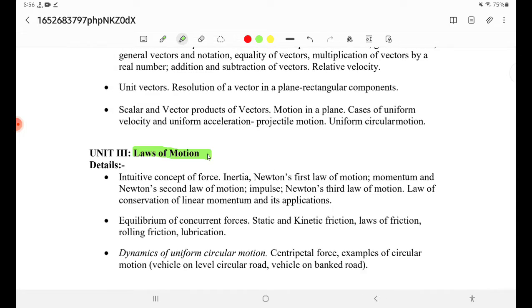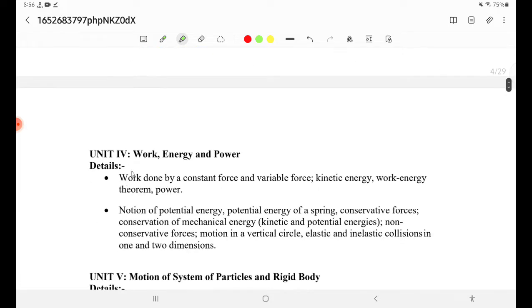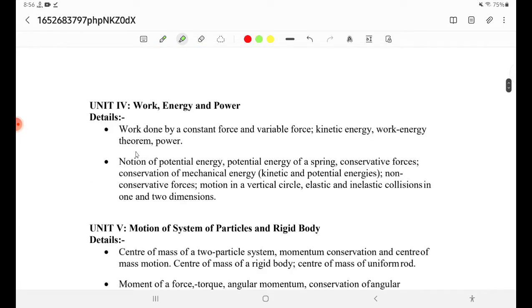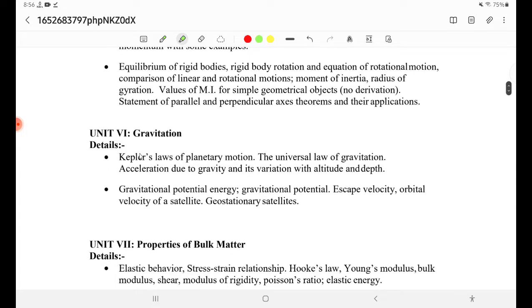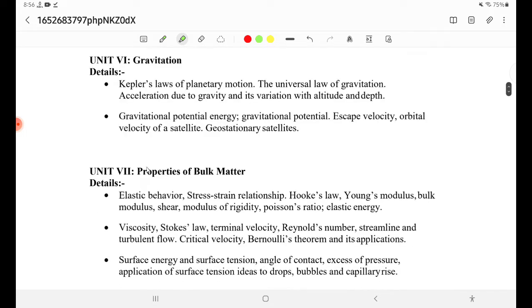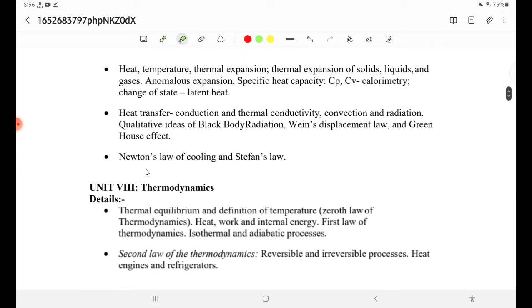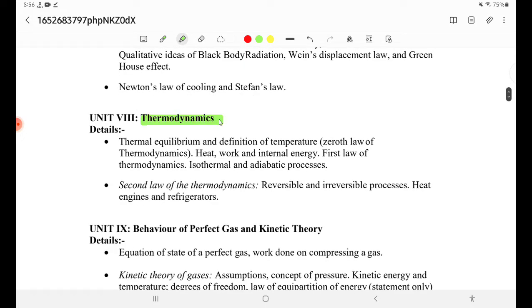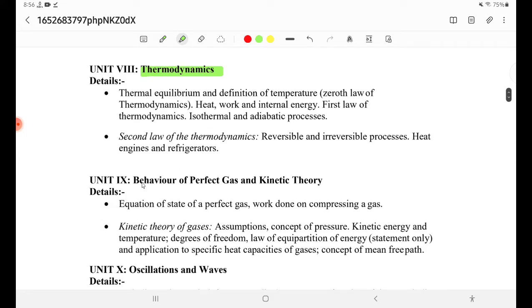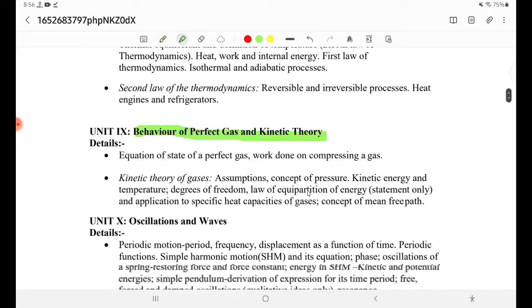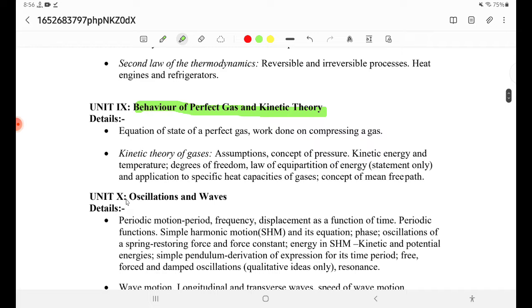laws of motion, and the fourth one is work, energy and power. The fifth one is the motion of system of particles and rigid body, and the sixth one is gravitation. The seventh one is the properties of bulk matter, and the eighth one is thermodynamics. It is the most important chapter of the 11th syllabus. The ninth one is the behavior of perfect gas and kinetic theory, and one of the toughest chapters of the 11th syllabus, the 10th one, is oscillations and waves.